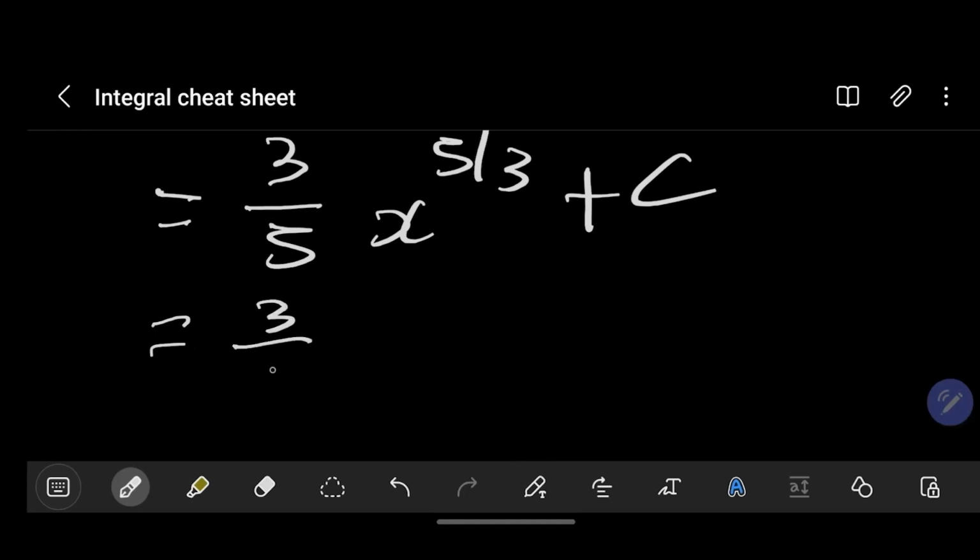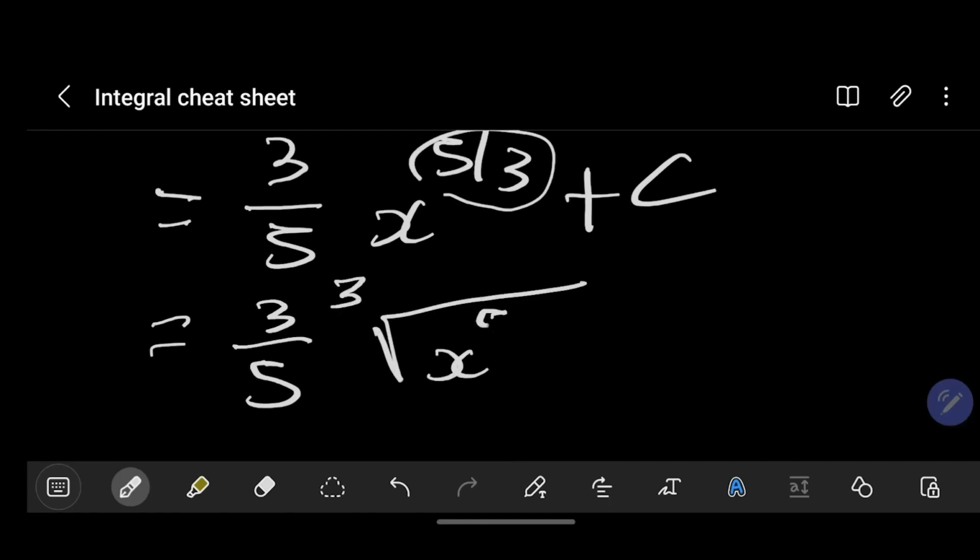So we'll have 3 by 5. This can be rewritten as the cube root of x to the 5 plus c. So this is your simplified format, and you should be getting an extra mark for such simplification.